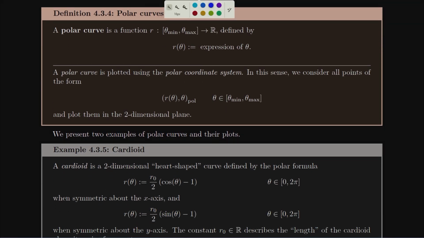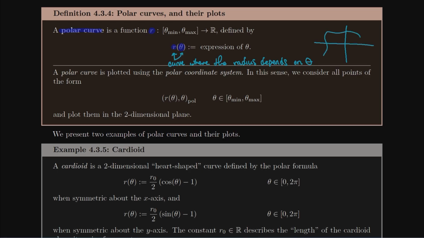Well, we're going to define a polar curve as a function r. So it ends up being that the curve is the radius, but the radius is allowed to depend on theta. Okay, so that's the point of a polar curve: a curve where the radius depends on theta. And why would that make sense?